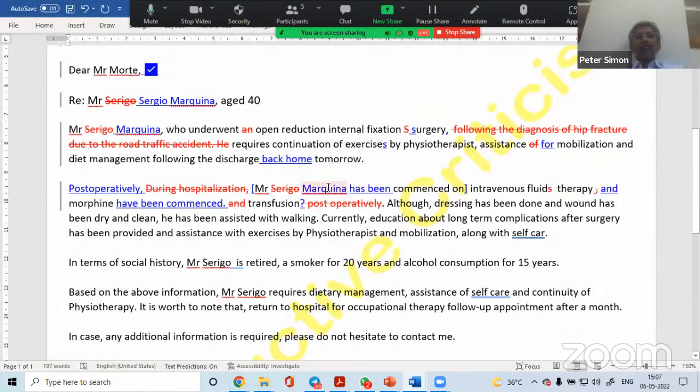Next. Post-operatively, Mr. Marquina has been commenced on. This is active voice. This is active voice. So what I am doing is this active voice.